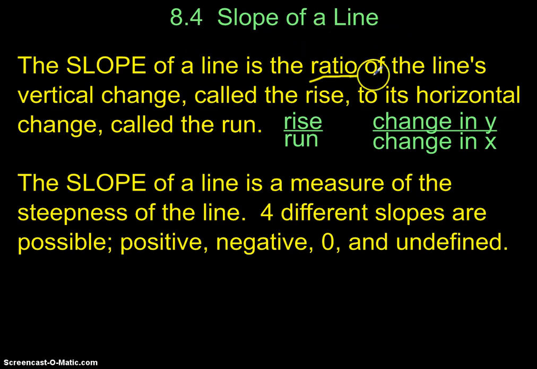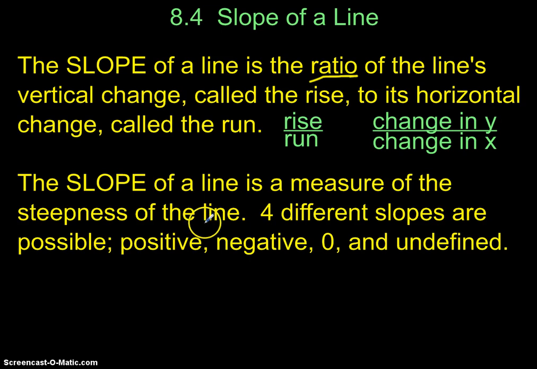It is the ratio of the line's vertical change, that's the up and down change, which we call the rise, to its horizontal change, which is the left and right change, which we call the run. And so the ratio is simply written as rise over run, or you may say it is change in y divided by the change in x. So it's basically a measure of the line's steepness. The number that we get for the slope tells us how steep it is.